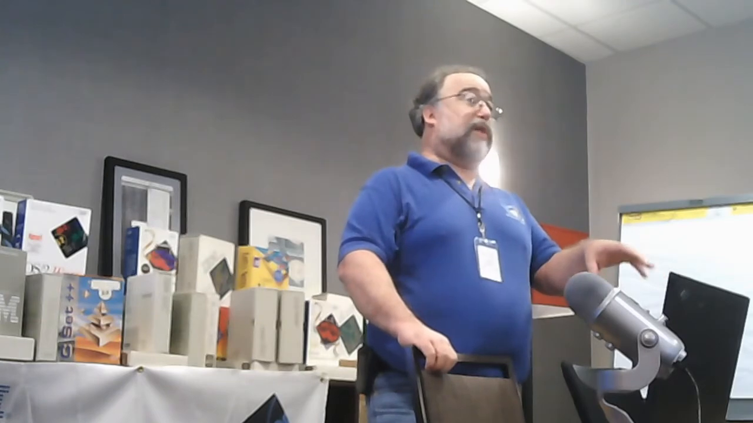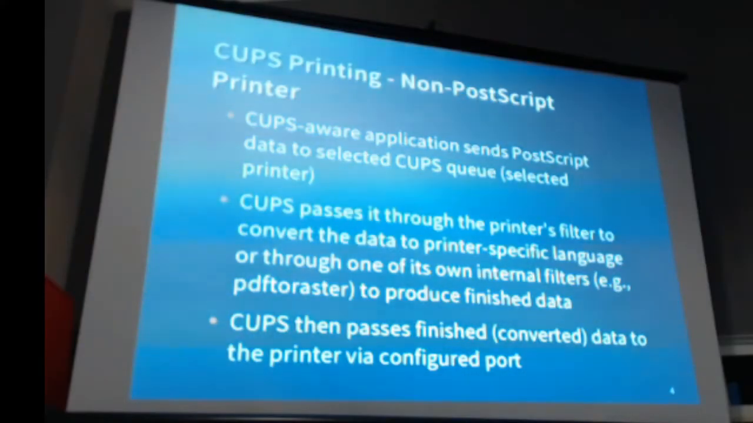Now that filter could be one that's specific to that model or that series of printers, or it could be another one of CUPS's built-in filters, like PDF to raster. If it's PDF data coming in, the filter will convert it to raster output for the printer. And then, just like before, the final data that's been converted to the printer's language will be passed through the configured port.